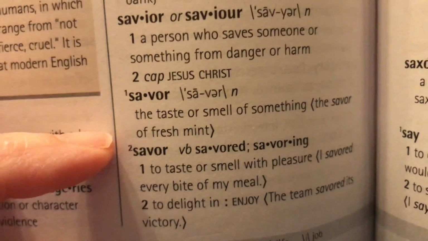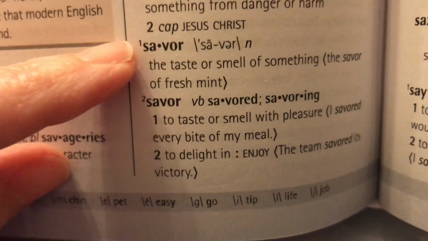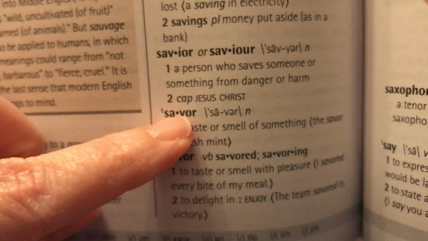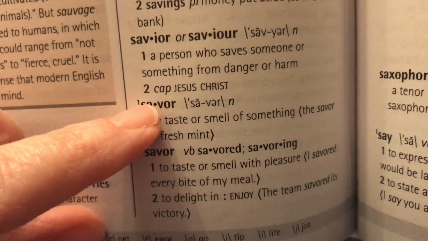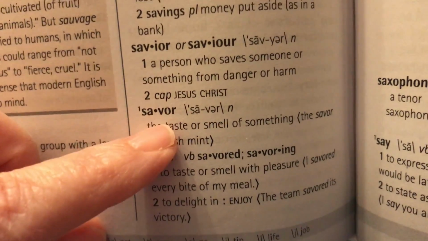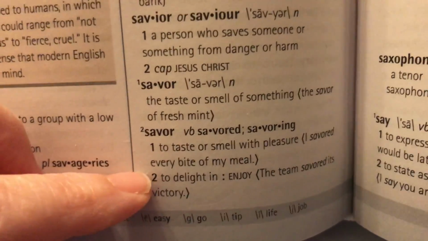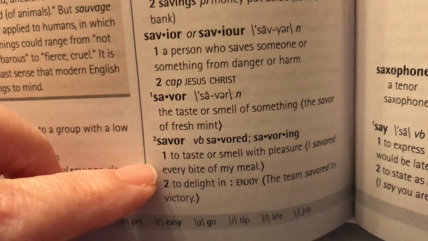Okay, how many syllables does savor have? Okay, so let's go back down to savor. Remember, when you have the little dots in it, that helps you with your syllables. So you have savor. So how many syllables? 2. Well, if you look, savor can be used 2 different ways.